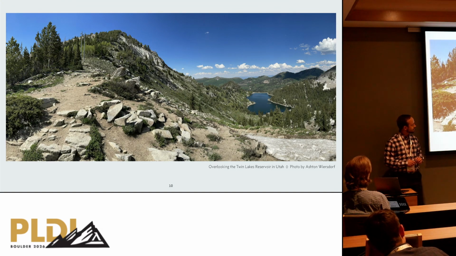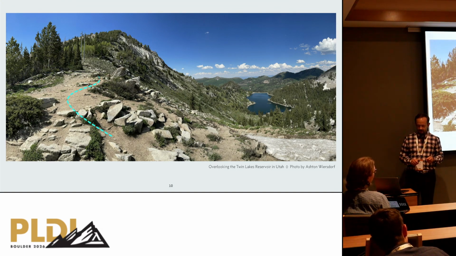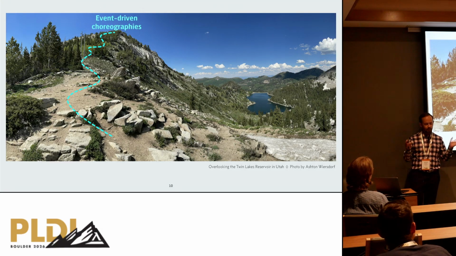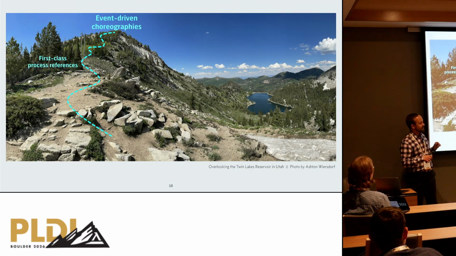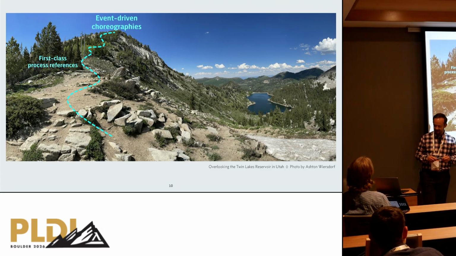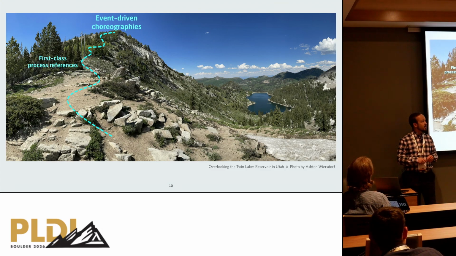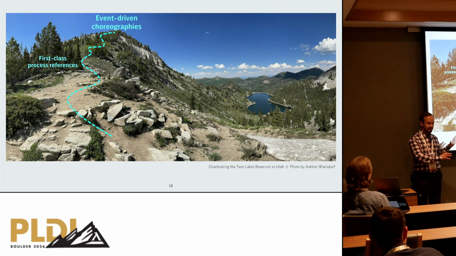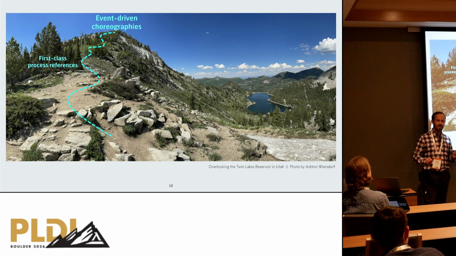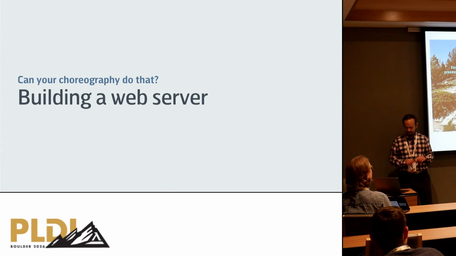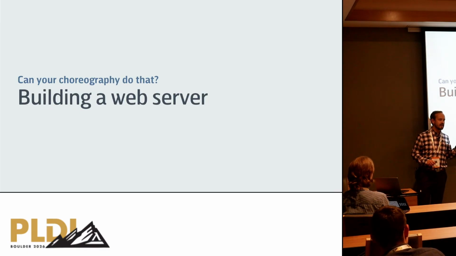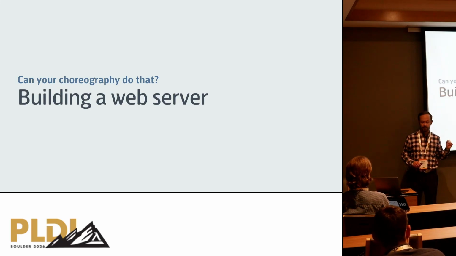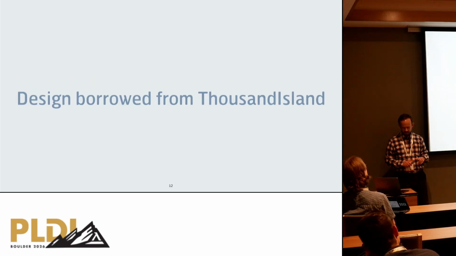Now, to set expectations, I've got this path up to event-driven choreographies. I'm not quite there yet, but hiding in the bushes, we found this lovely thing called first-class process references. So we've got first-class process references working in a lot of ways. It's awesome, and I'm still working on implementing the rest of it, but I'm optimistic. So without further ado, let's talk about one of the most compelling use cases I found for something that I'd like to write with a choreography. So I'm going to build a web server.